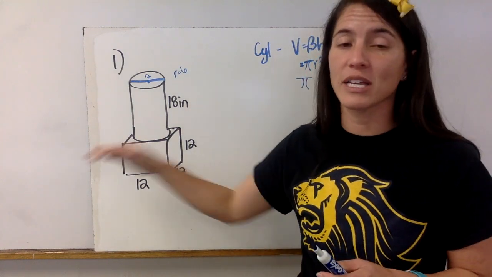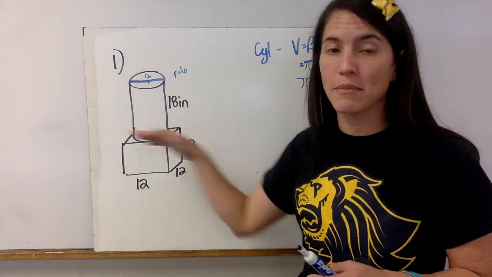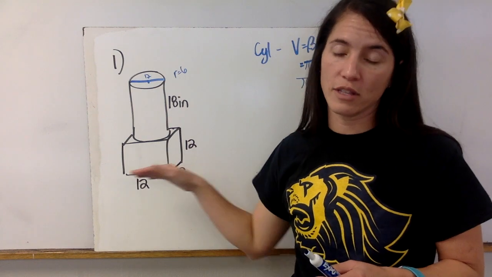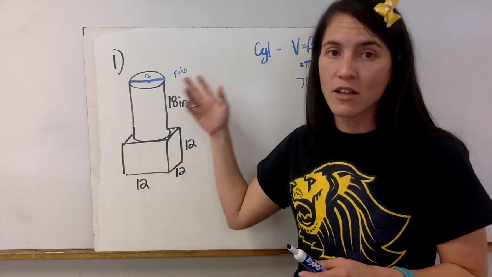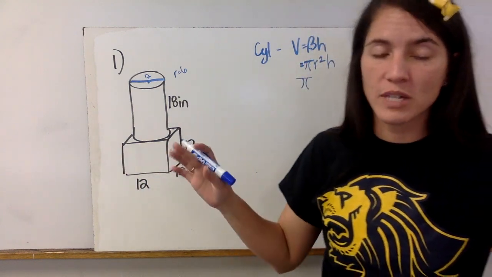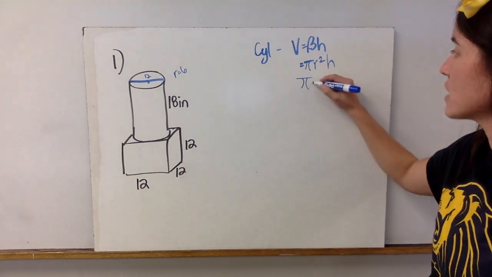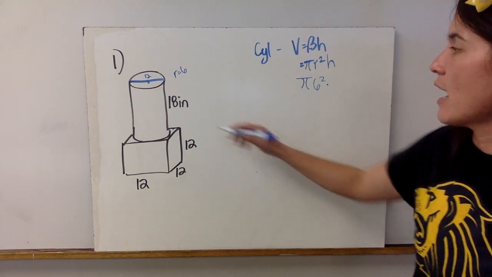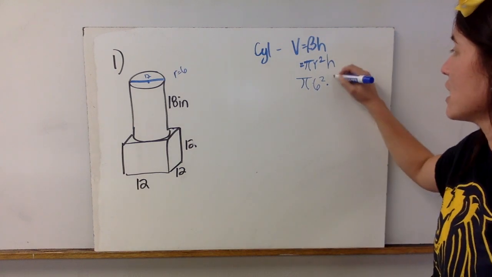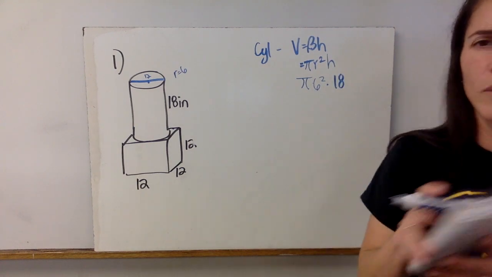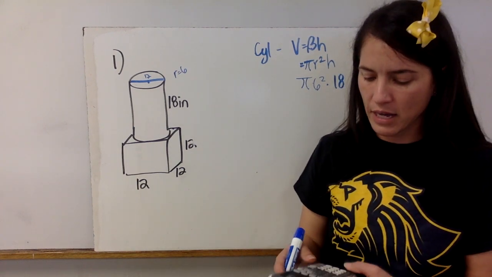So again, I got that because I knew that the cylinder was the same length across as the cube at the bottom. The diameter is 12 and the radius is 6. So I can type in 6 squared. And then the height of the cylinder is 18. So I'm just going to use pi.